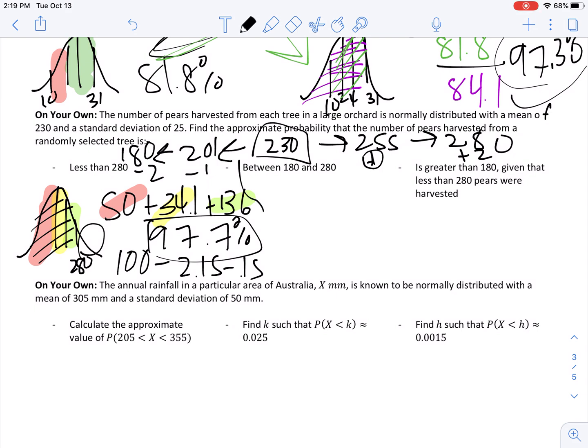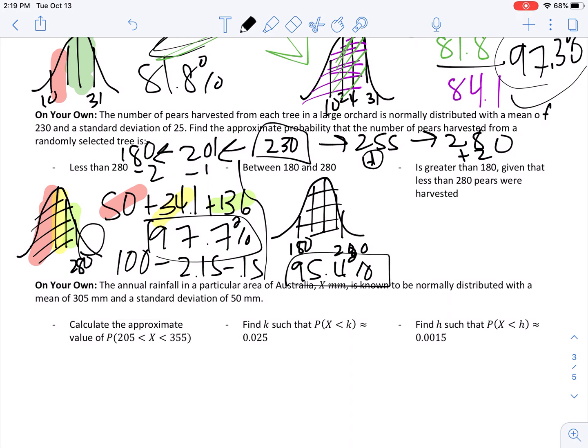Okay, between 180 and 280. So there's the mean. 180 is 2 this way, 280 is 2 that way. That's just out 2 standard deviations, which is kind of nice because that's just 95.4%.